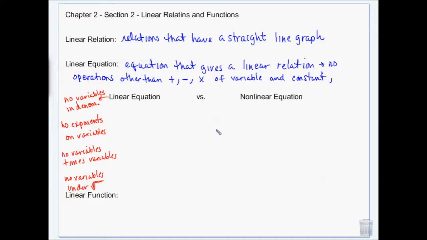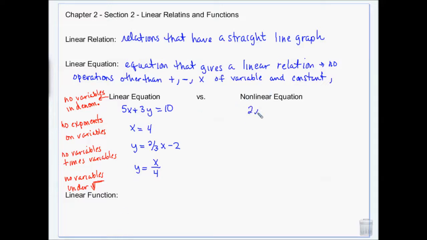So linear equations, they look kind of boring. They look like this. They can have just a letter and a number. They can have fractions, just not with a variable in the denominator. Those are fine. Those are all linear.